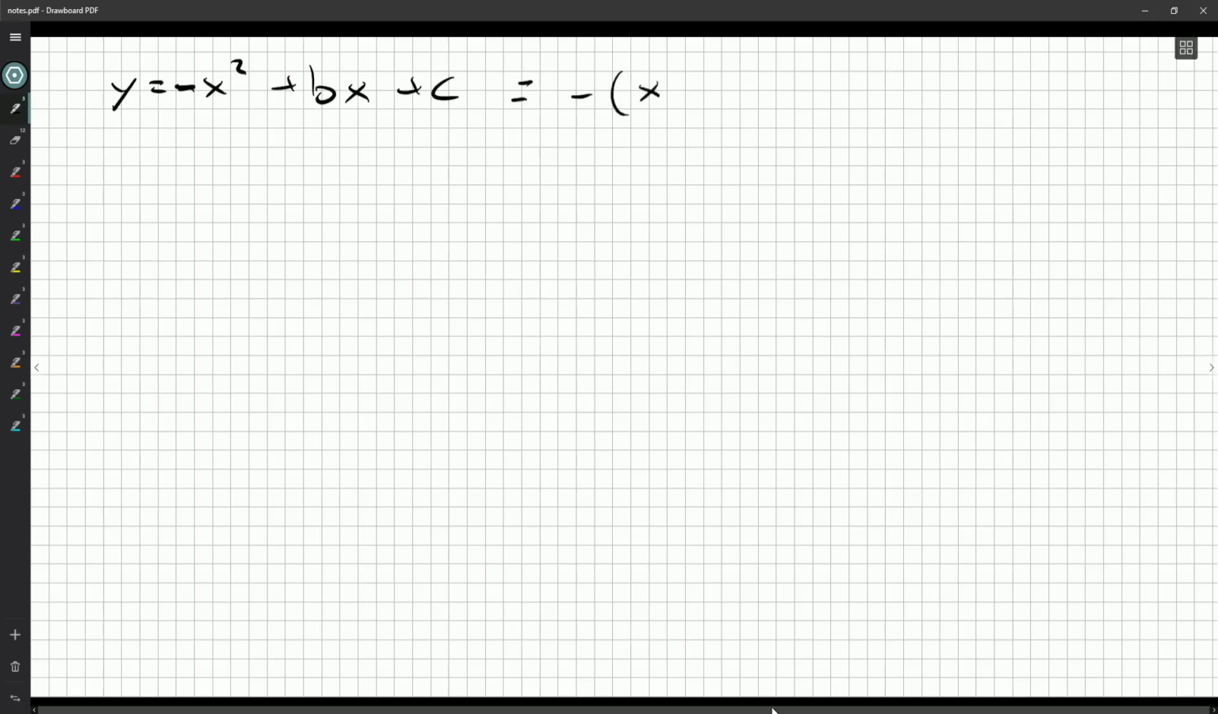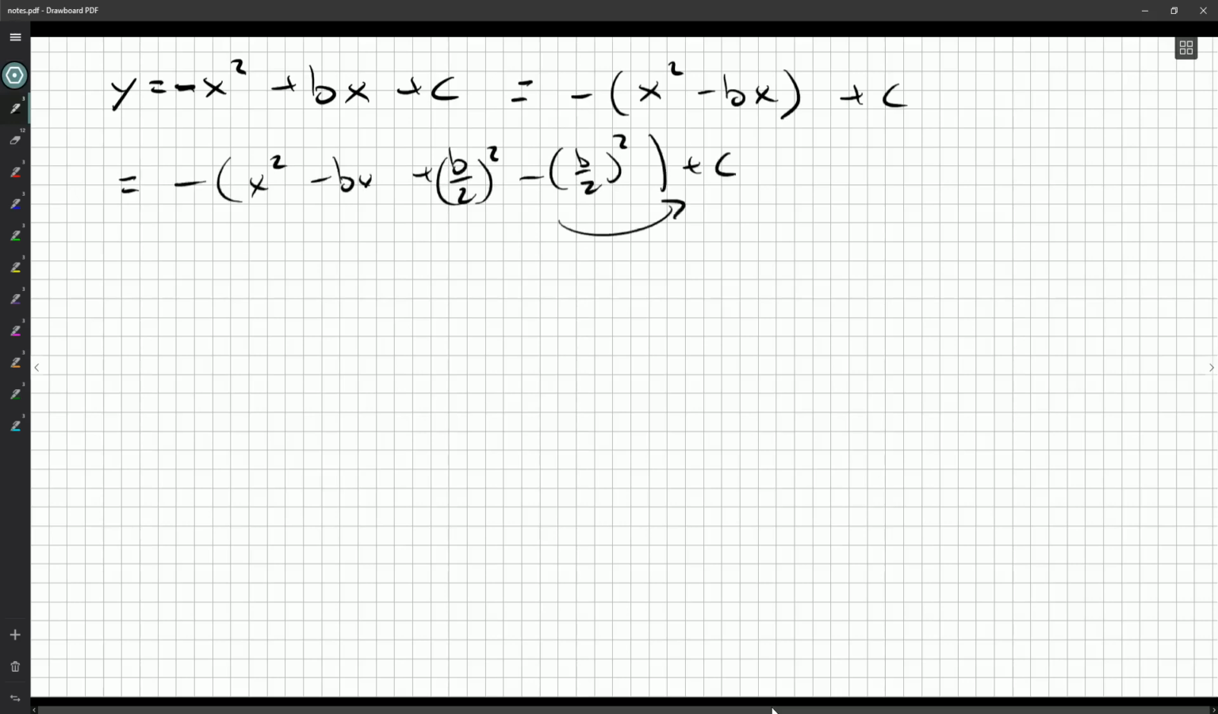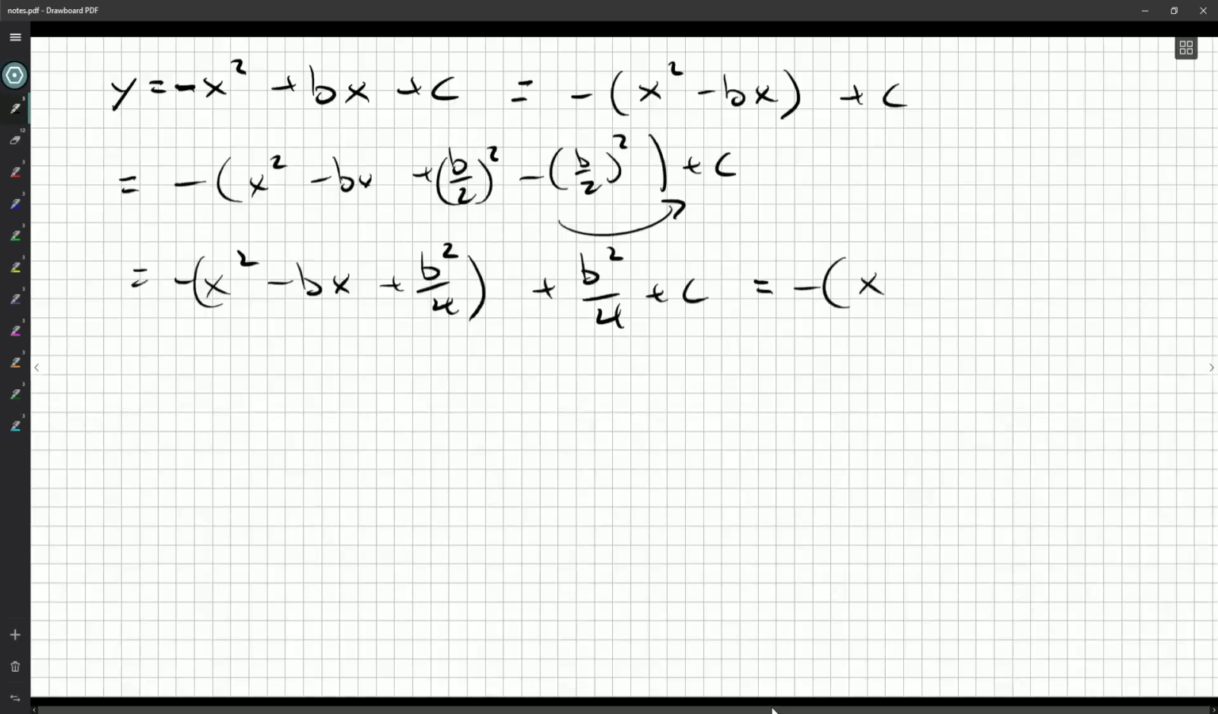So we'll do minus x squared minus bx. Then the same sort of thing, x squared minus bx plus b over 2 squared minus b over 2 squared. And that comes out again, but at the cost of a minus sign, so we'll get minus x squared minus bx plus b squared over 4 plus b squared over 4 plus c. Right? Minus minus cancels out, because we need to be very careful here so that the vertex form is done properly, because everything is going to build off of this.